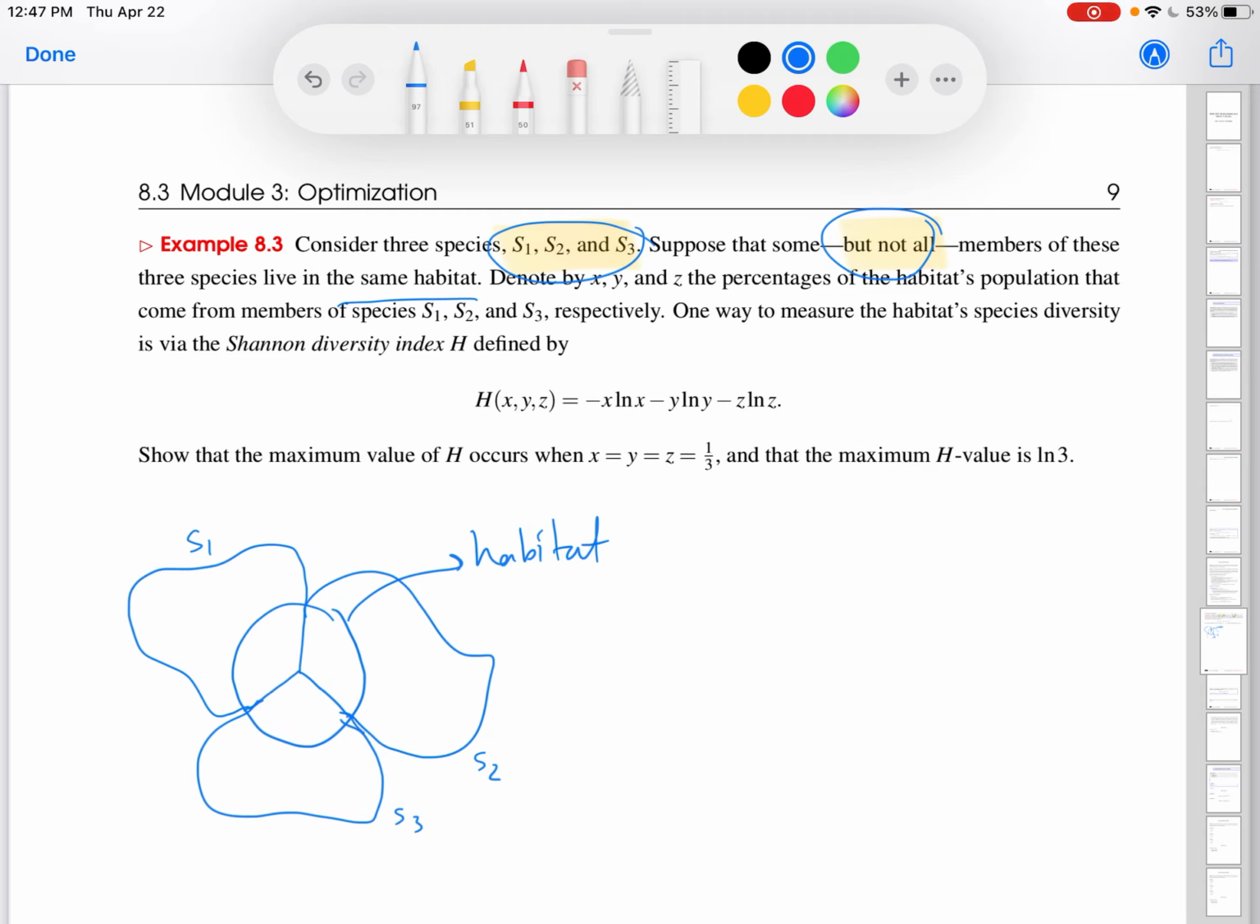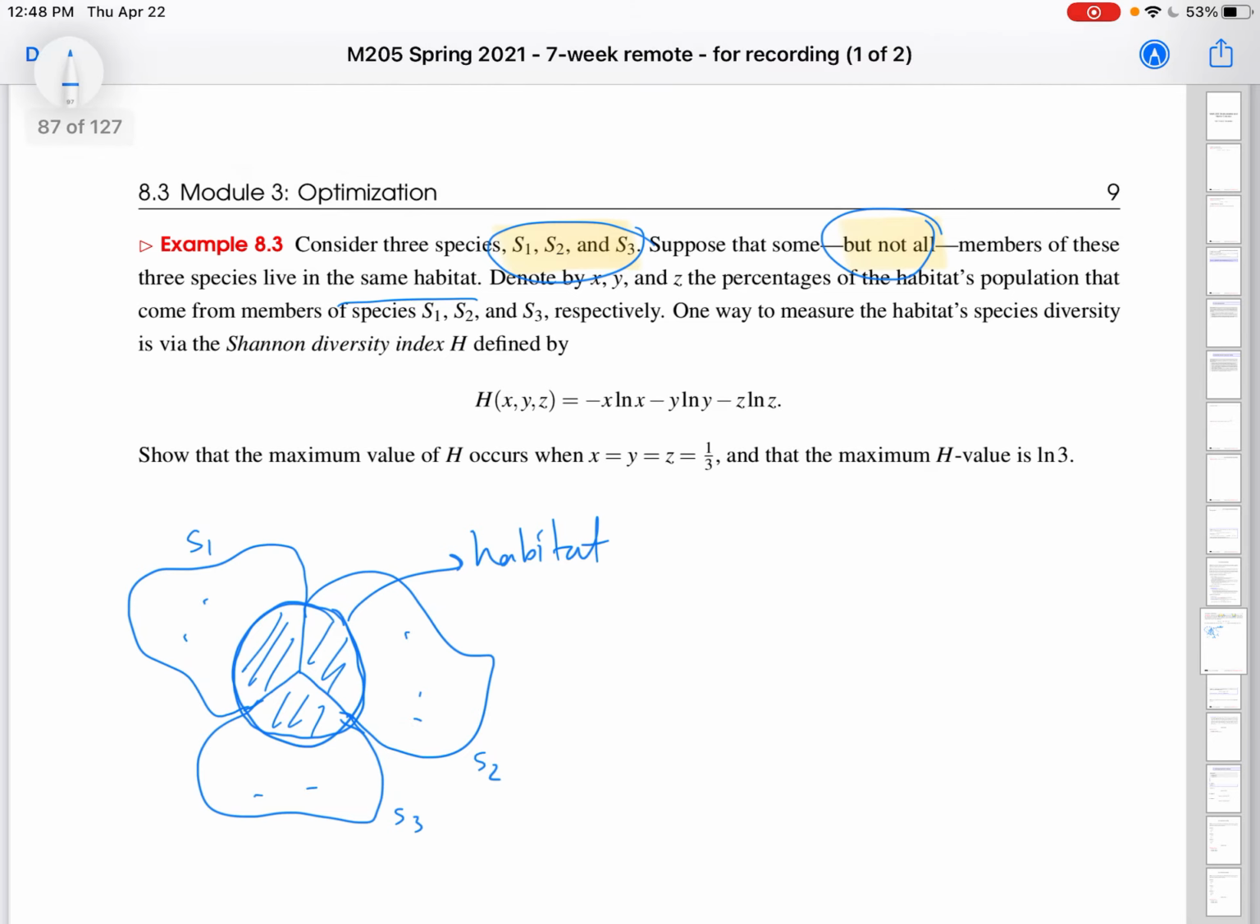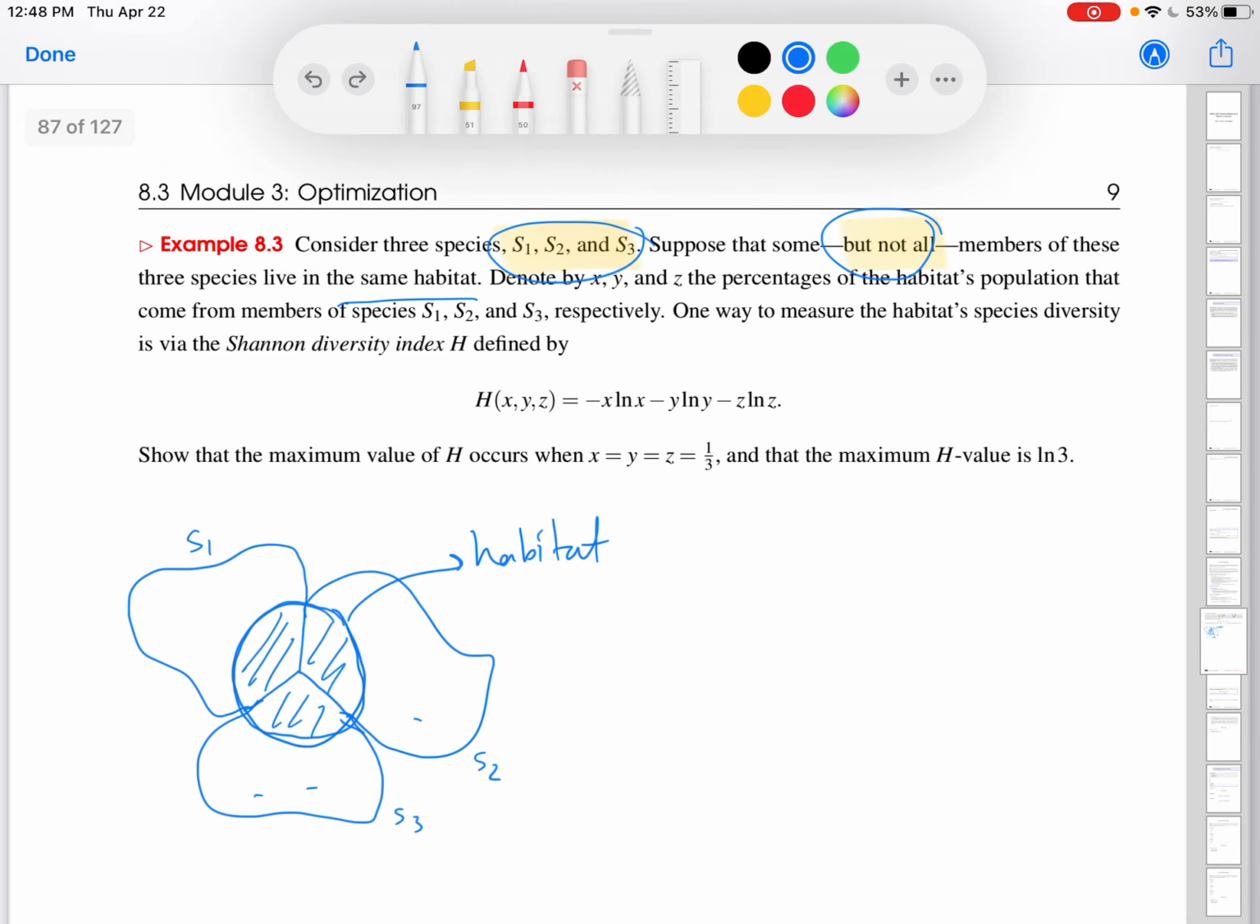Okay, so I'm drawing a habitat in which some of each of the species lives, but not all of the species live. So I've tried very hard to make the drawing capture as much of the information as possible without complicating the drawing. So far, so good. So now let's keep reading.